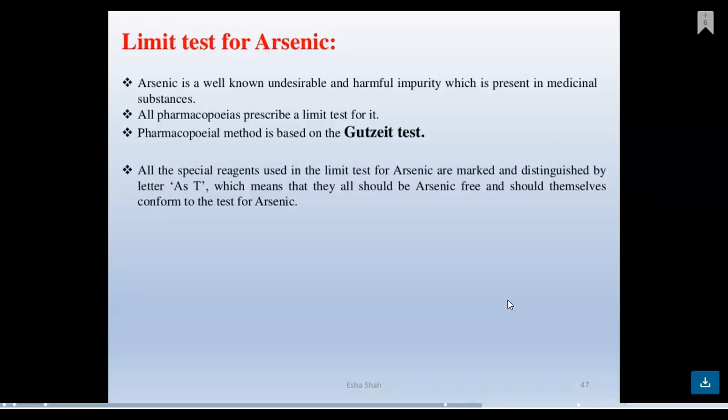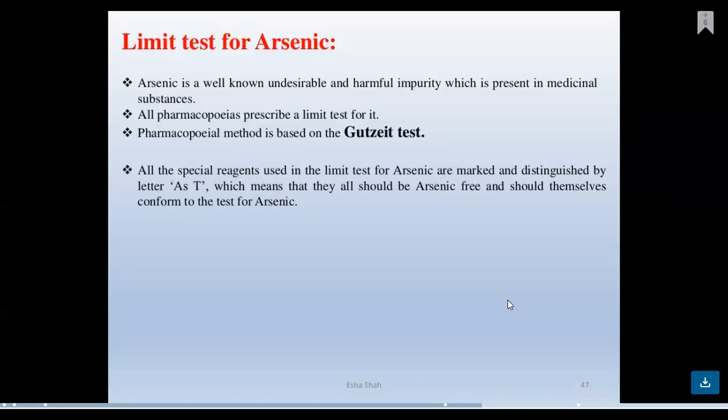So arsenic is a well-known undesirable impurity which is likely to be present in an inorganic pharmaceutical drug substance, and it is a harmful impurity. So all the pharmacopoeias prescribe a limit test for it. What is the main aim of limit test? Firstly, identifying the impurity, and next controlling its amount. Since the nature of arsenic is very harmful, we have to control its amount by performing the limit test. And the pharmacopoeial method is based on the Gutzeit test, that is, we are going to perform it in a specific apparatus.